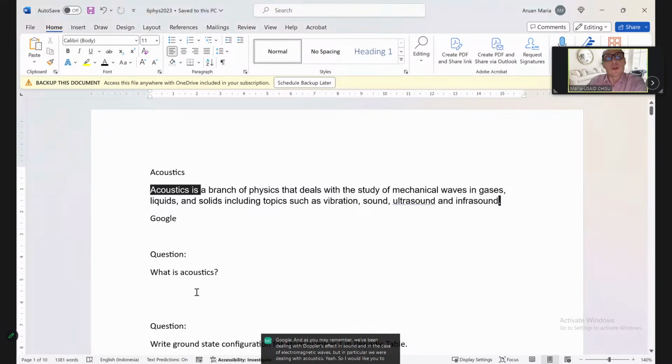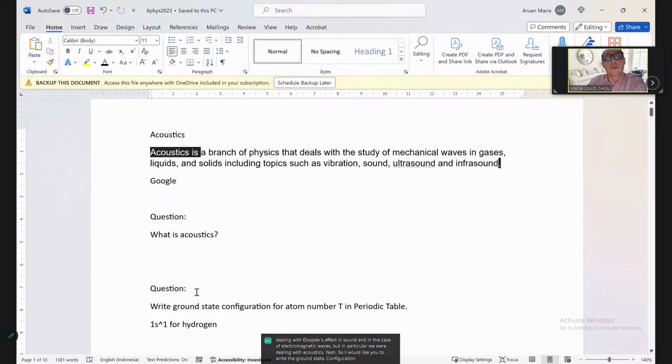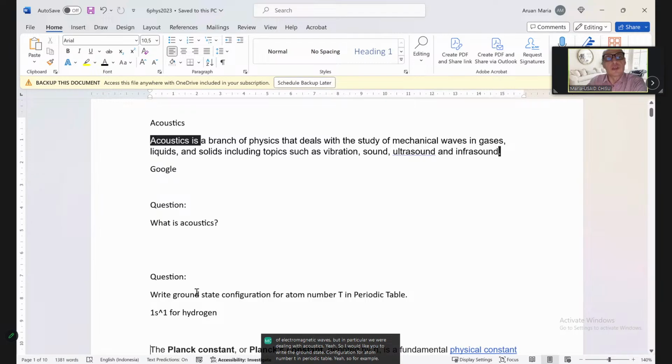So I would like you to write the ground state configuration for atom number T in the periodic table. So for example, for hydrogen, it's 1s1 because there is only one electron, and for the ground state, it's in the S orbital. So please, for your T element, T is your student number mod 100. Please find the ground state configuration.